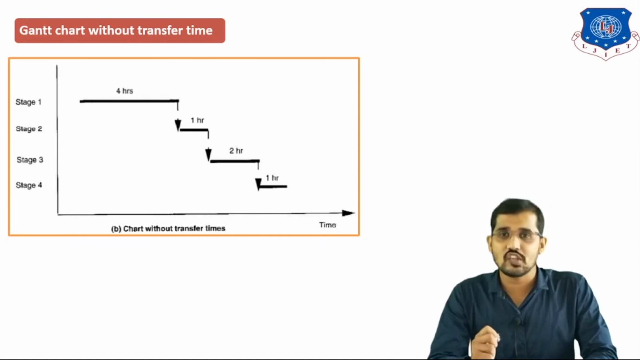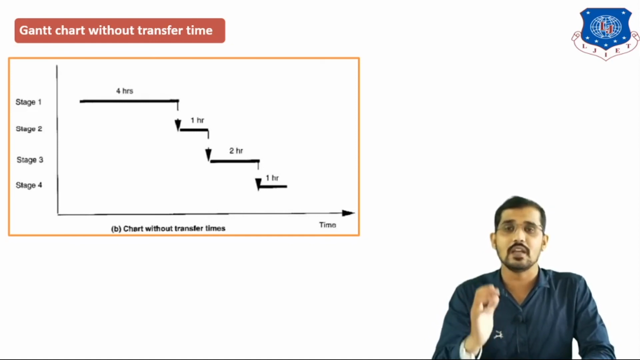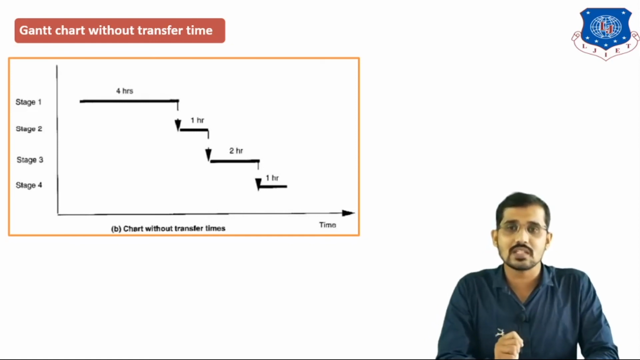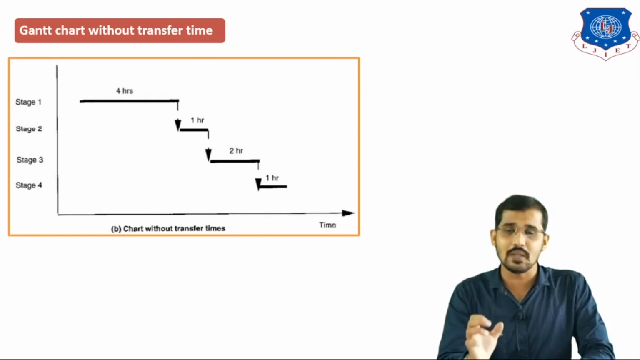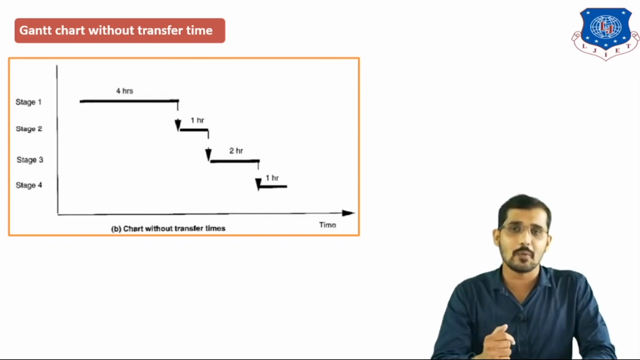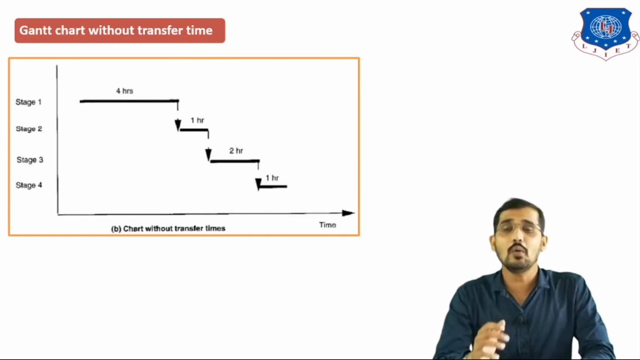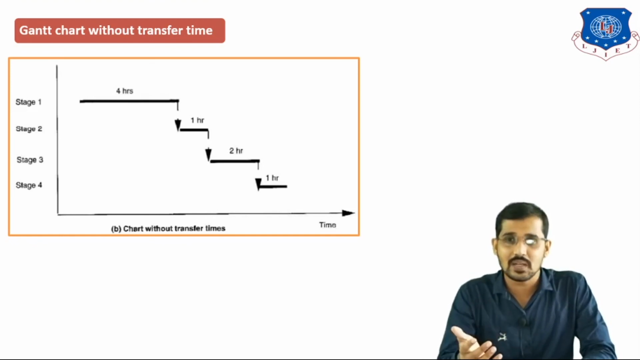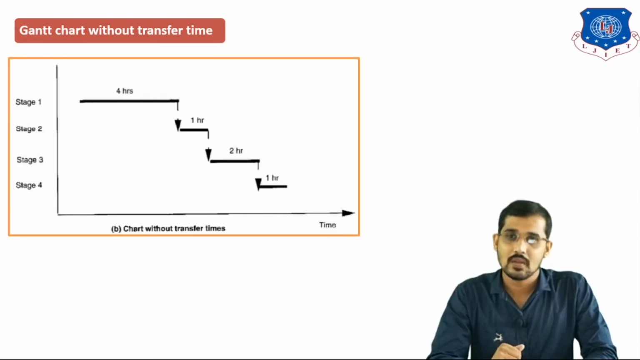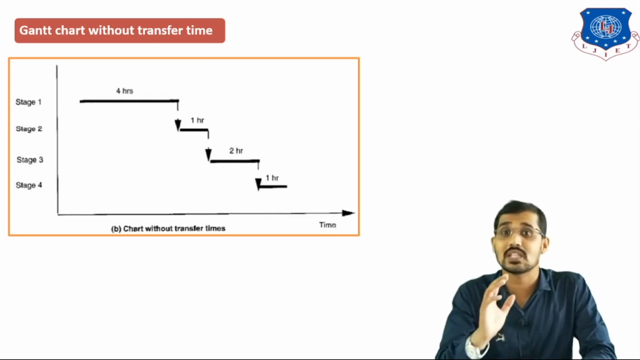What we have seen in this lecture, I explained the difference between batch process and semi-batch process. After that, how to manufacture a single product, meaning we have seen the processing recipe for the manufacturing of a single product. After that, how to draw the Gantt chart for that process with transfer time and without transfer time. So this question can be asked for 7 marks in your exam.